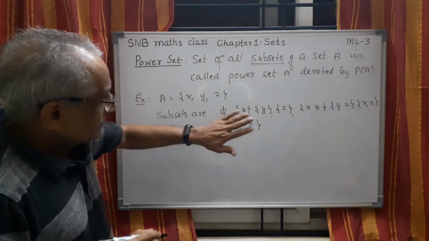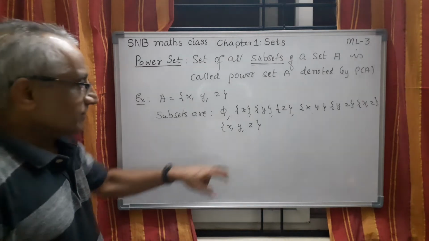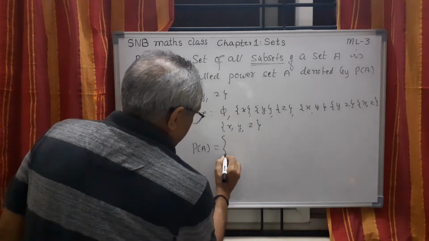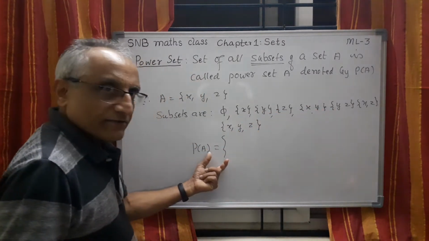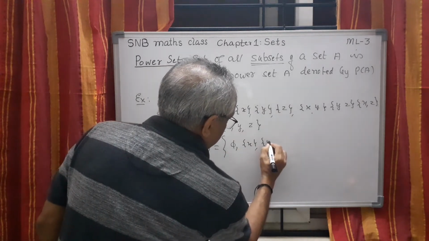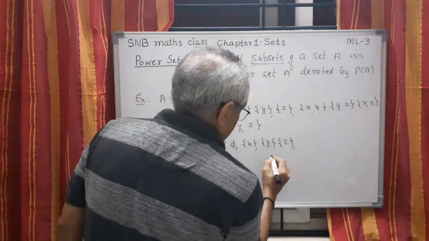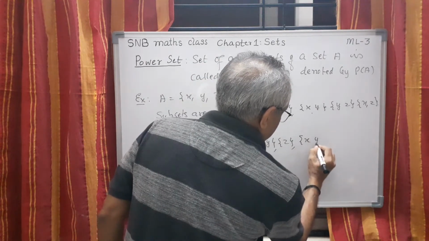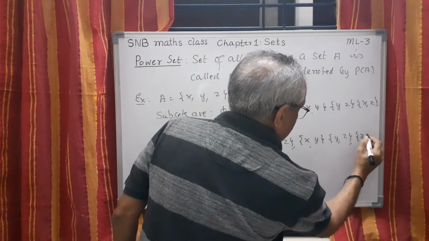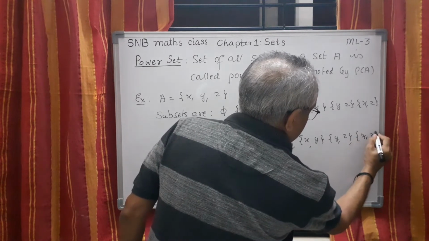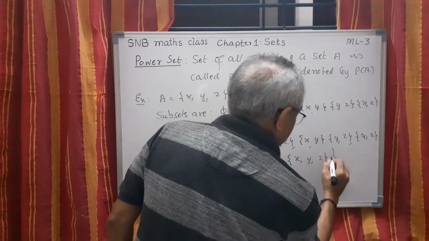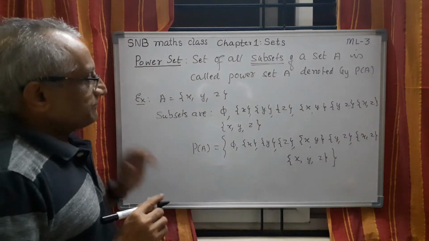Now if you write these as a set, that is called the power set. Therefore P(A) equal to, now we have to write all these elements inside a flower bracket. Therefore phi, then {x}, {y}, {z}, then {x, y}, then {y, z}, then {z, x} or {x, z}, and the last one is {x, y, z}. So this is the power set of A.